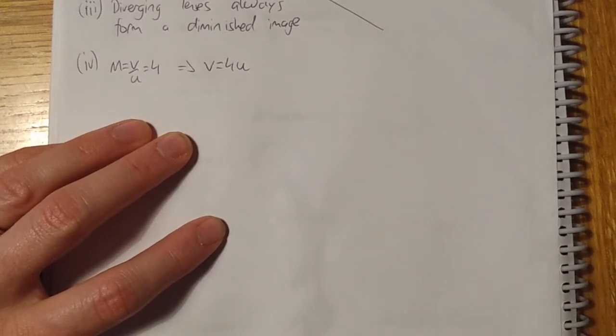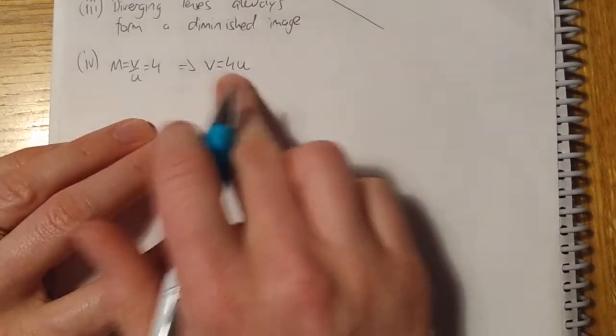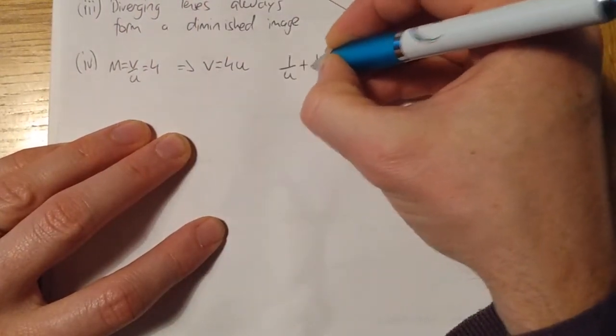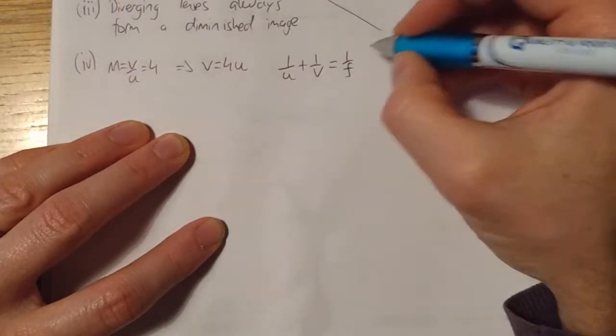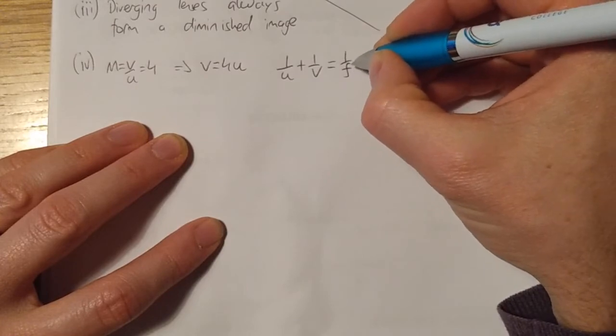The reason they're asking for two positions is that we can have a real image or we can have a virtual image. They haven't said which we were looking for, so we can do both. Okay, so I know V is 4U. My normal equation, and I would always write this down in its normal form at the start of whatever calculation you're doing, because you will usually get marks for that, is 1 over u plus 1 over v equals 1 over f.